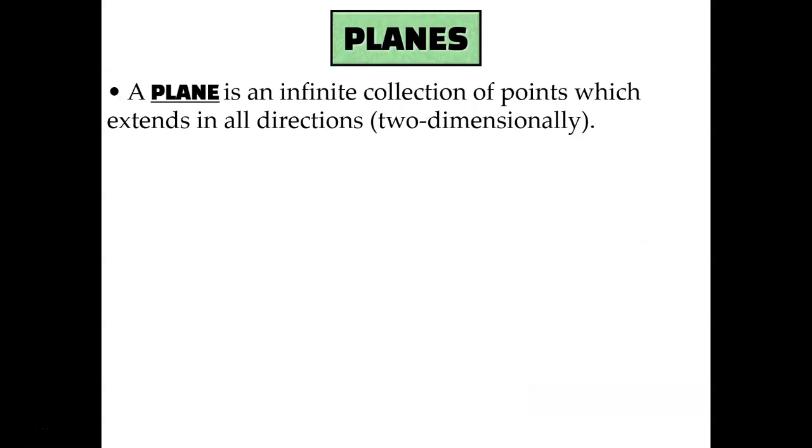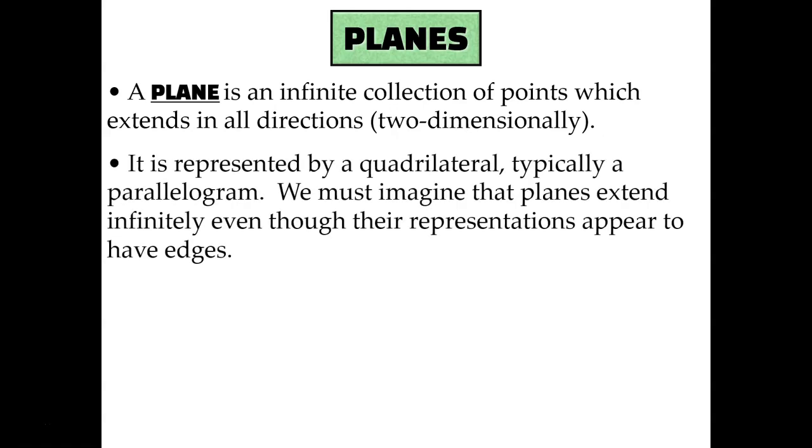Finally, let's talk about planes. A plane is going to be a little bit different than lines and rays and segments because it exists in 2 dimensions. To draw a plane, we typically draw a parallelogram, but we have to imagine that the plane itself extends beyond the edges of that parallelogram. Planes are infinite. They go forever in 2 directions, left and right and up and down. And a parallelogram has edges. So you have to imagine that there aren't edges, that it continues forever.